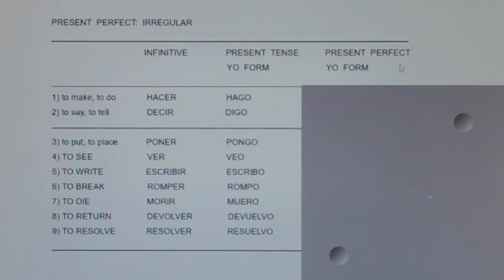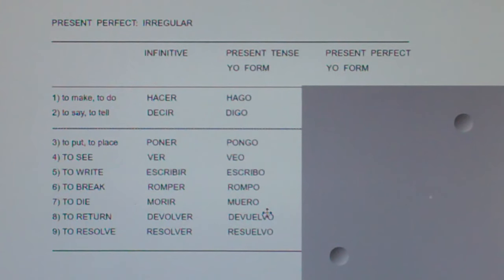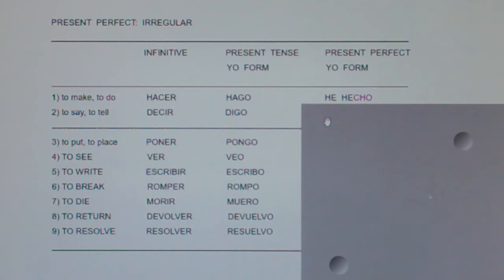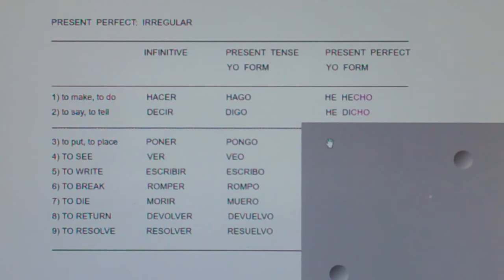You're going to pause in just a sec and try to write all 9 of these in the present perfect. Keep in mind that they're all irregular. I'll get you started. I have made or I have done is he hecho. I'll show you that one. Okay? I'll give you another one. I have said or I have told is he dicho. All right? Now, go ahead and pause the clip, and when you've written these other ones down, turn the clip back on and see how you did.